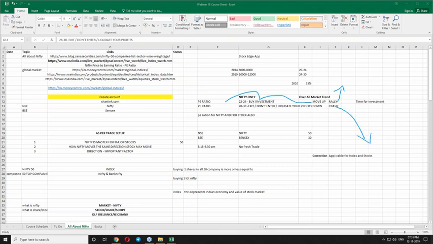Clear? Now I got a few questions. I'll answer those and then we'll get into examples. This is only for Nifty. For stocks, you have to do your own analysis.